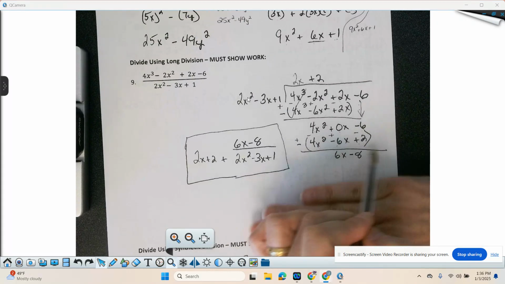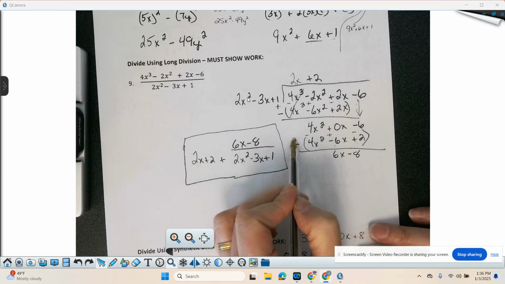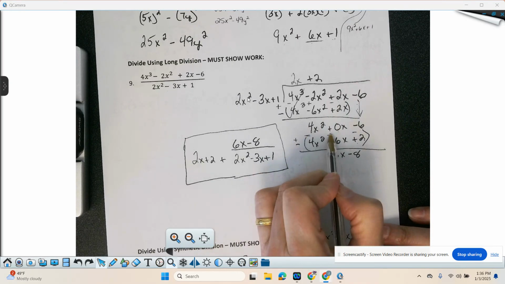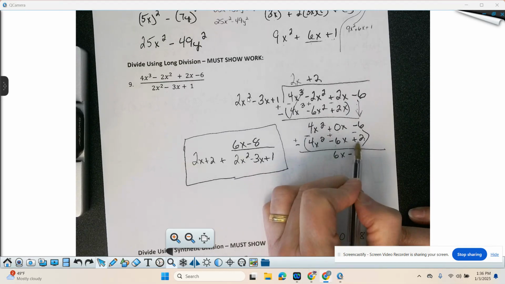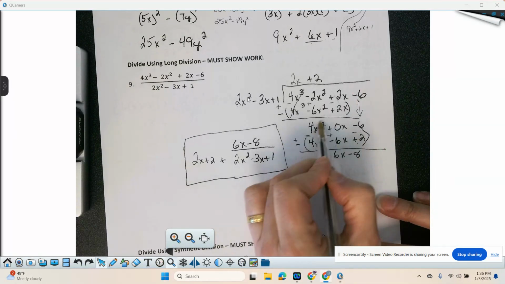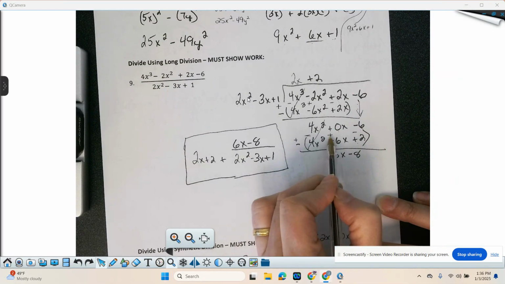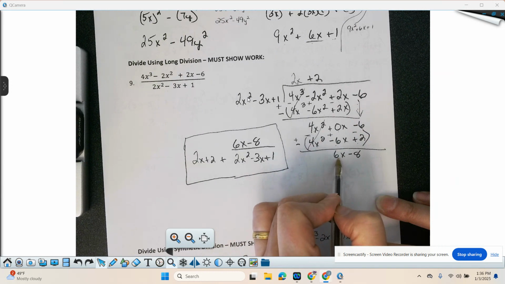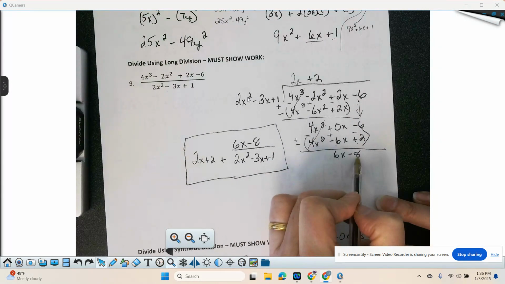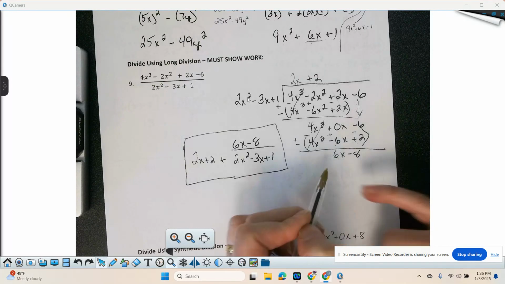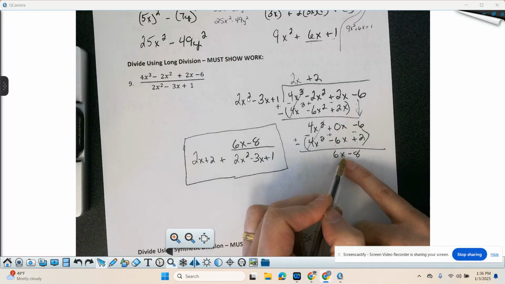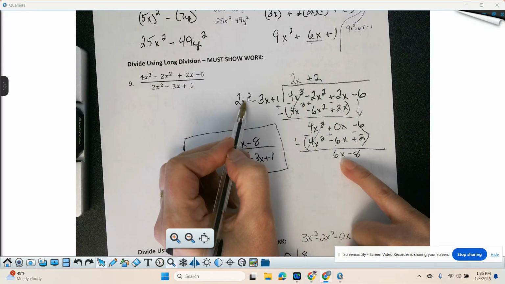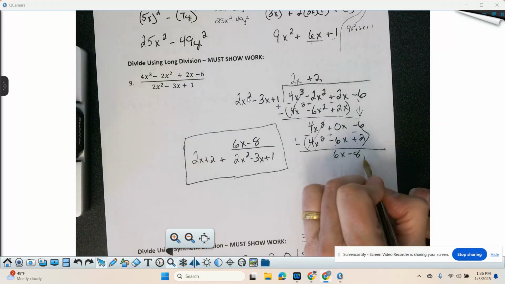Draw my line, subtract, but we don't subtract, we add the opposite sign. So negative becomes positive, positive becomes negative. These two cancel out. 0 plus 6 is a positive 6x. Negative 6 minus 2 is a negative 8. Okay, once this exponent is smaller than what you're dividing by, you stop. This guy is your remainder.